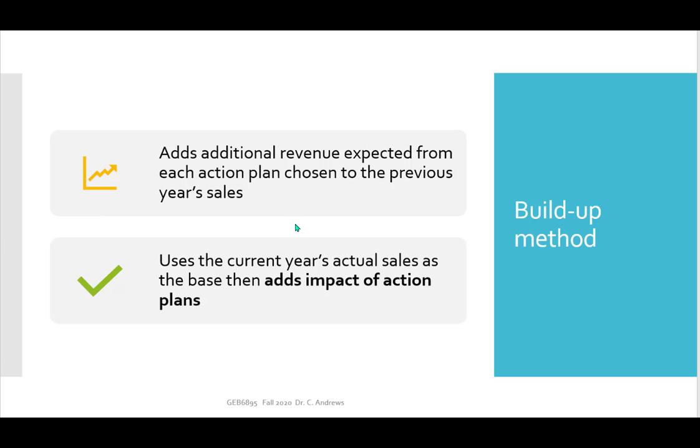Now, the build-up method adds revenue expected from each action plan chosen to the previous year's sales. And what we do is we use the current year's actual sales, or their experience percentages in their base revenue. Okay, and we call that a base, and then we add the impact of the action plans.